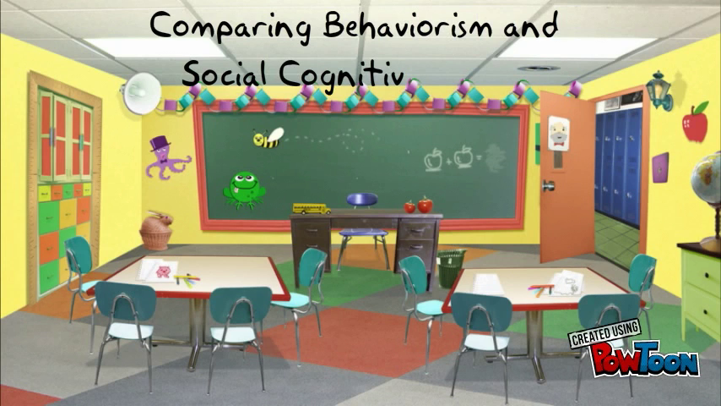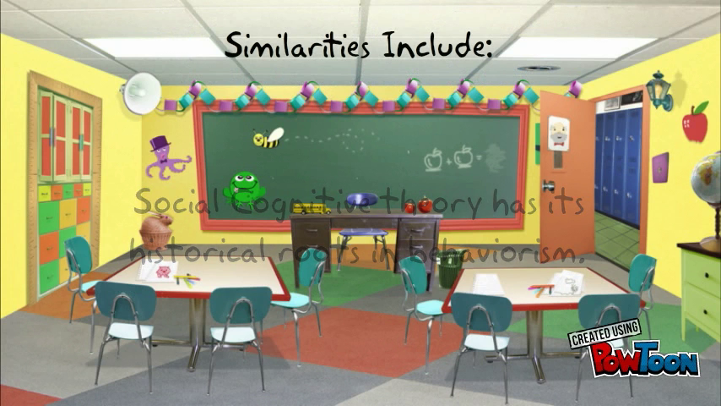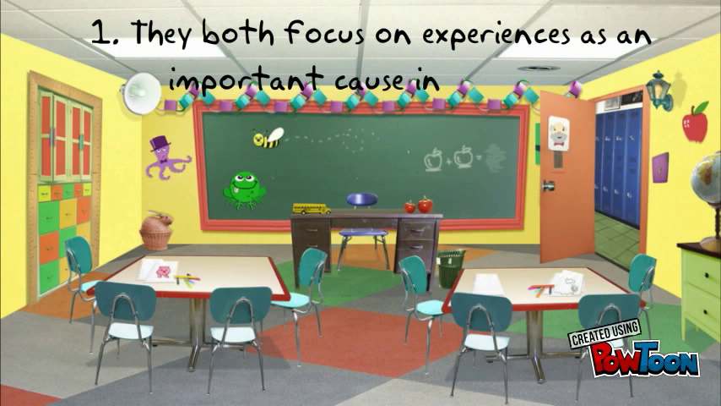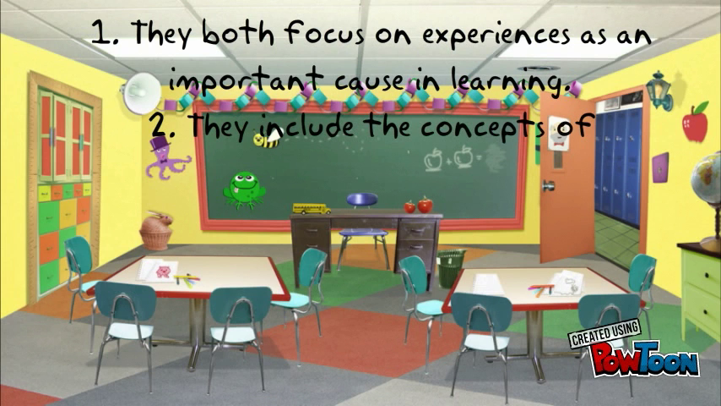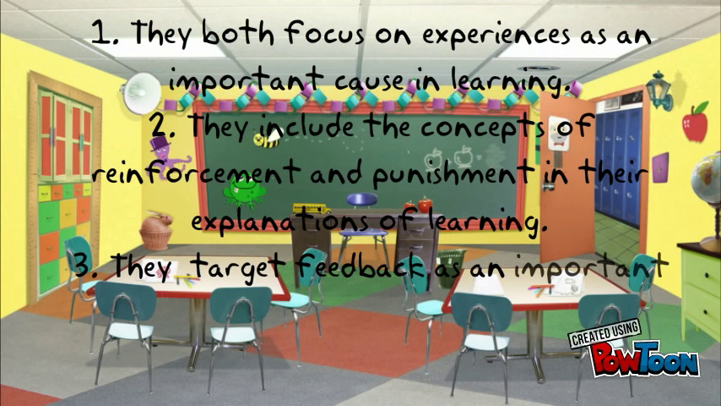Comparing behaviorism and social cognitive theory. Social cognitive theory has its historical roots in behaviorism. Similarities include a stable focus on experiences as an important cause in learning. They include the concepts of reinforcement and punishment in their explanations of learning, and they target feedback as an important aspect in the learning process.